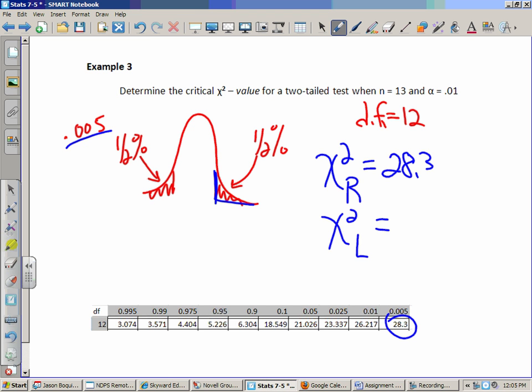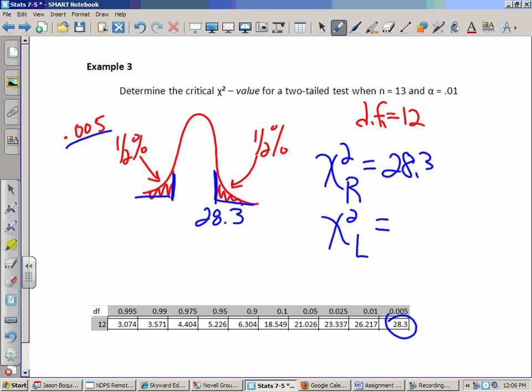Remember, all these different degrees of freedom are on here because all of these graphs would actually be different. If you actually graphed each one of these distributions, they'd be a little bit different. And so that's why we need all of these values. So in other words, this value right here is 28.3. And then we got to go find that value over there, which is chi-squared left. And so how do you do that then? That's the tricky part.